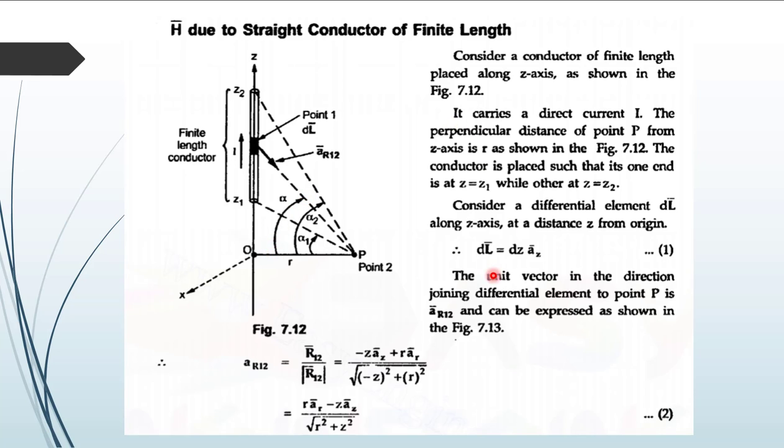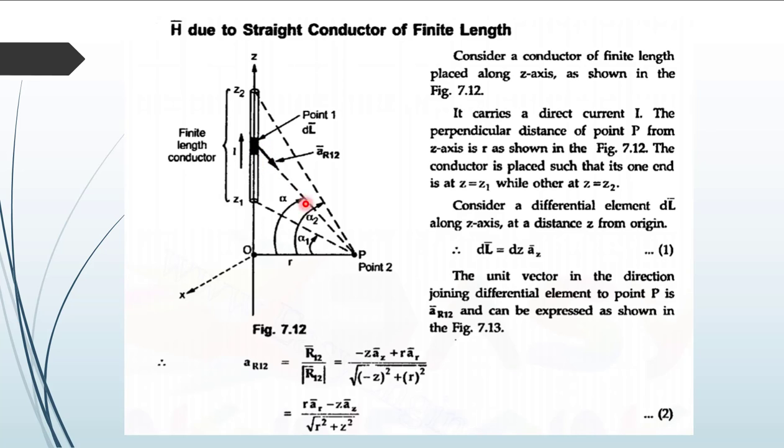Okay, so let dl be the length of the filament. We will consider a small part of this finite length again. So dl is a small part along the z axis, so its equation is dz az cap. Because we always consider a small element and join that part to point P, and then we can use the Biot-Savart law to obtain the H here. And then if I integrate that dH, I will get the complete H, right?